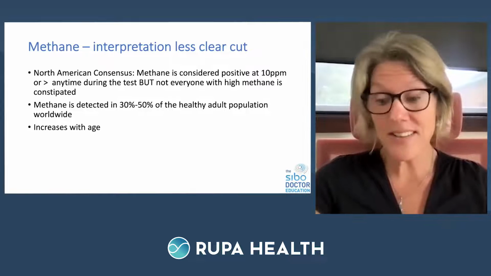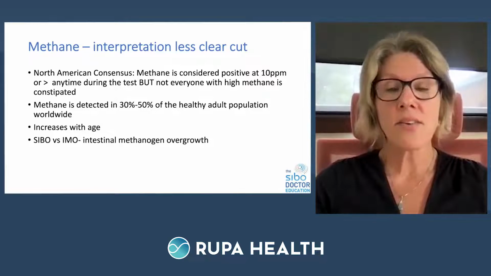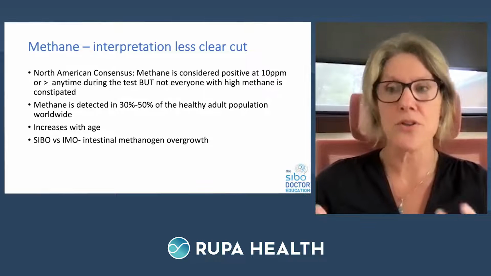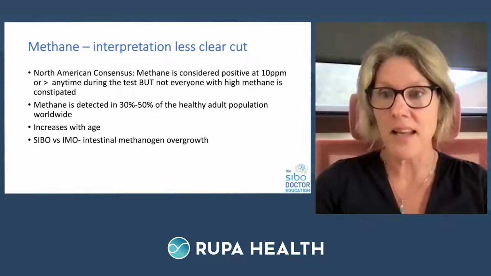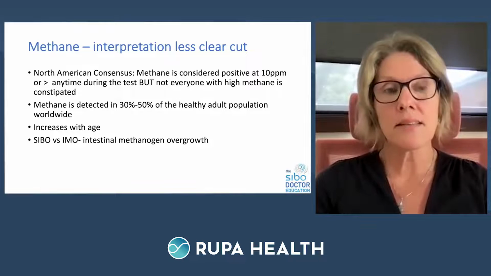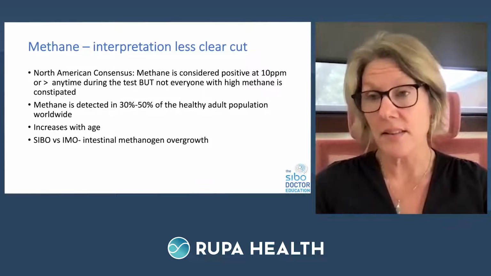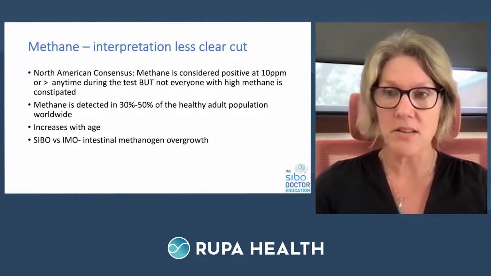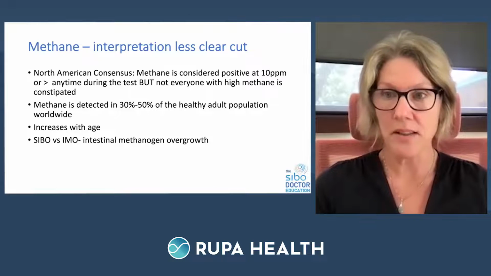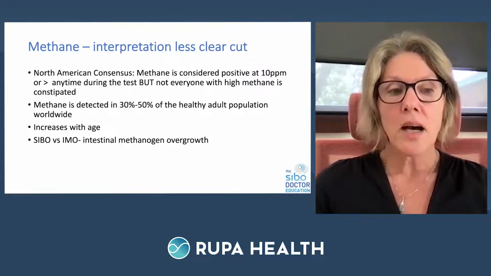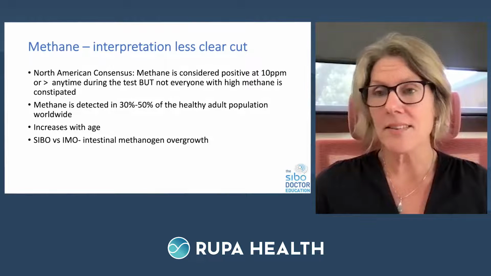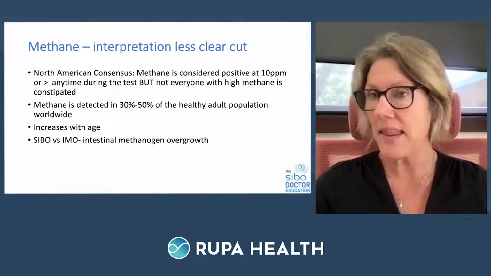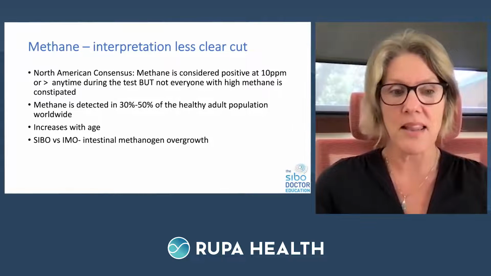It also increases with age, and we'll talk about SIBO versus IMO. The new preferred term for the presence of methane on a breath test is IMO, or intestinal methanogen overgrowth. And I think we're starting to see some movement into that nomenclature more in the literature as well. Part of that is because SIBO really denotes that it's a bacterial overgrowth, which is, of course, with methane already wrong, because methane is not a bacteria.